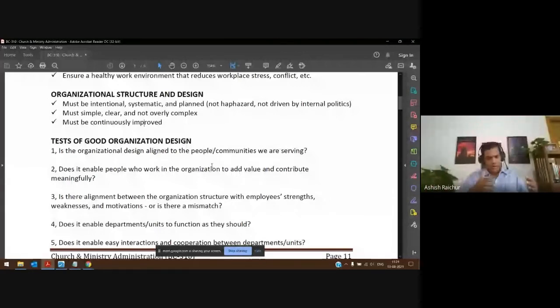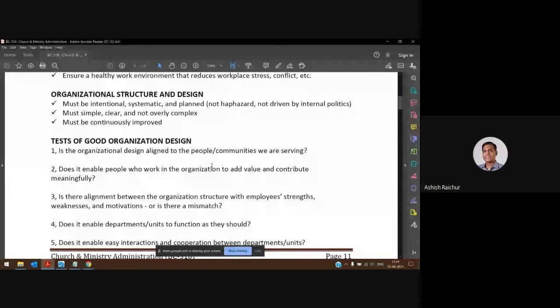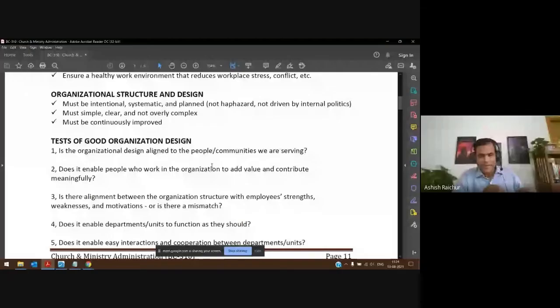That means the structure, the design we are creating for our organization, it must be aligned to the work we are doing to serve people. So we don't want to create functions, we don't want to create things in the organization which is not aligned to the vision, mission, and purpose of what we are trying to do.